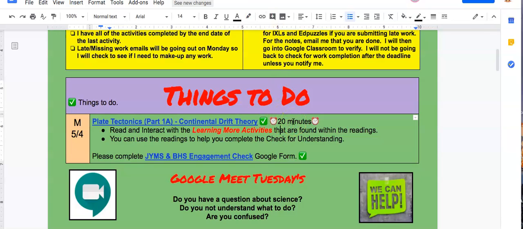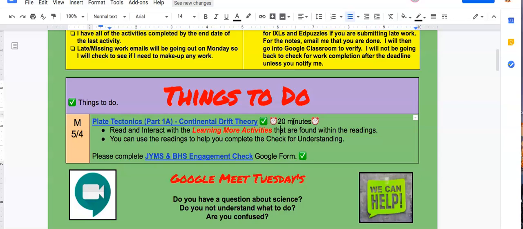Now keep in mind that depending on your reading speed and how focused you are, if you get to 20 minutes and you're not even done reading the article yet, you're probably not focused, and we do expect you to finish the readings and at least interact with the learn more activities a little bit. So if you're really focused, you should be able to get done with the reading quickly and then have more time to work with the learning more activities.